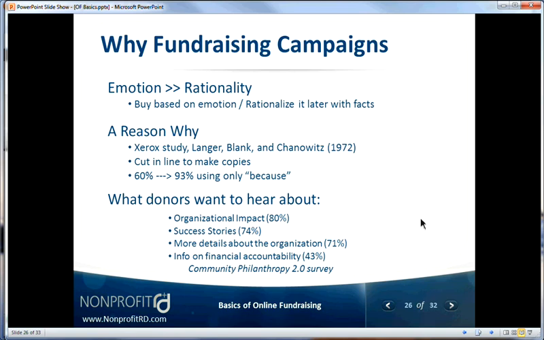And the last point on here is from the Community Philanthropy 2.0 survey: what do people want to hear about? This is where that rationality comes in. This is where we want to tell them why it was a good donation. They want to hear about organizational impact. What the heck did you do with my money? And did it actually do any good?